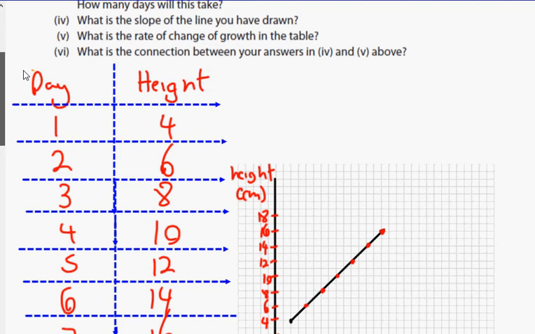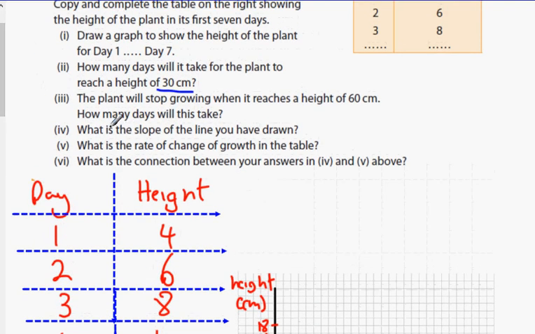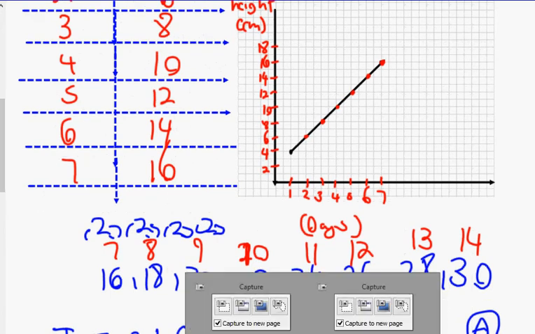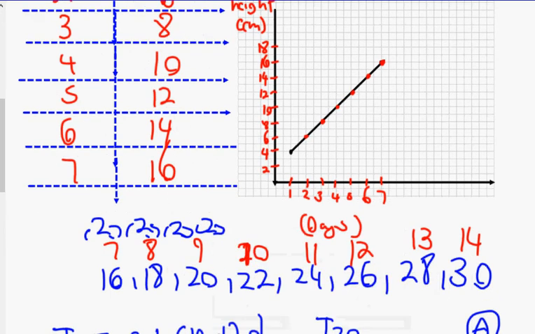Okay, part 4. What is the slope of the line I have drawn? What you need to do is mark off 2 points on this. Excuse me, guys. What's the first point? Can anybody tell me? 1, 4. X1 is 1, Y1 is 4. What's the last point?